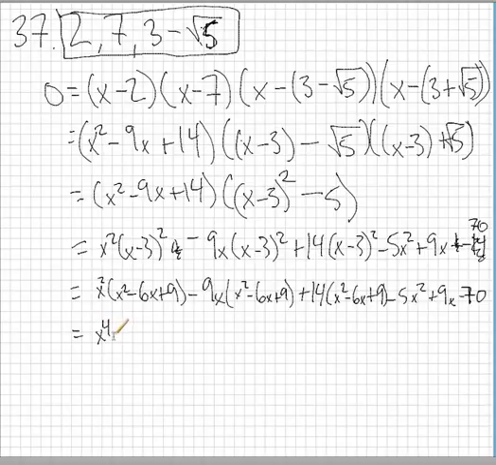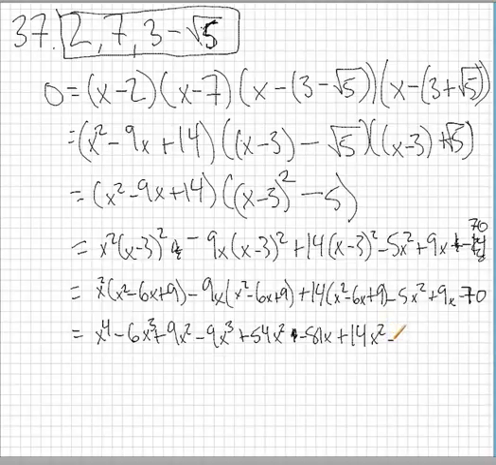x to the 4th, minus 6x cubed plus 9x squared minus 9x cubed plus, what is that, 54x squared plus minus 81x, then plus 14x squared, and then 14 times 9, I'm going to come back to that one, plus 14 times 6 equals 84x, and then 14 times 9 equals 126, and then minus 5x squared plus 9x minus 70.